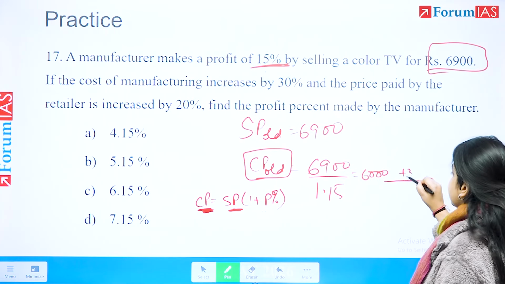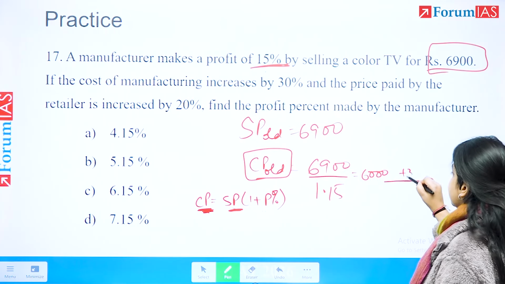What is the new cost price? 7,800. This is new cost price. The selling price is increasing by 20%. Retailer आपको 100 रुपये दे रहा था, अब वो 120 रुपये दे रहा है. वो अगर आपको 6,900 rupees दे रहा था, it's increasing by 20%. How much is the increase? 690 into 2. 8,280 आएगा. 8,280.